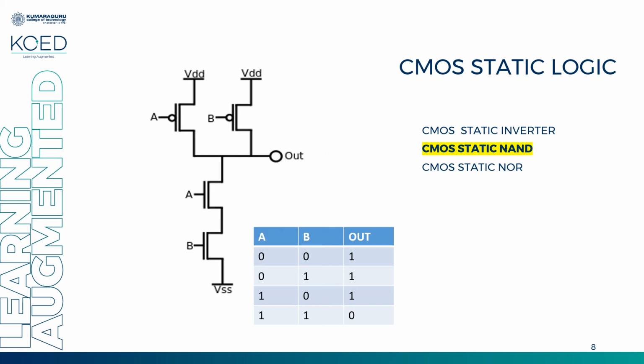Okay, next I have 1 and 0. A is 1, B is 0. So what happens when my A is 1 and B is 0? This transistor is in on condition. Similarly, here I have a path from VDD to output, so the output is high.